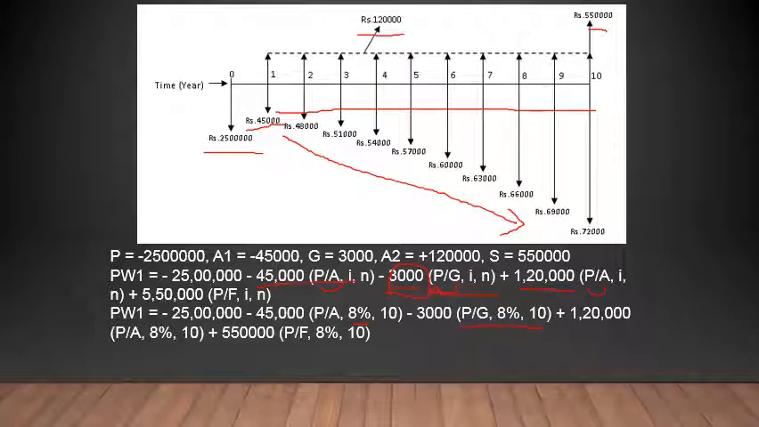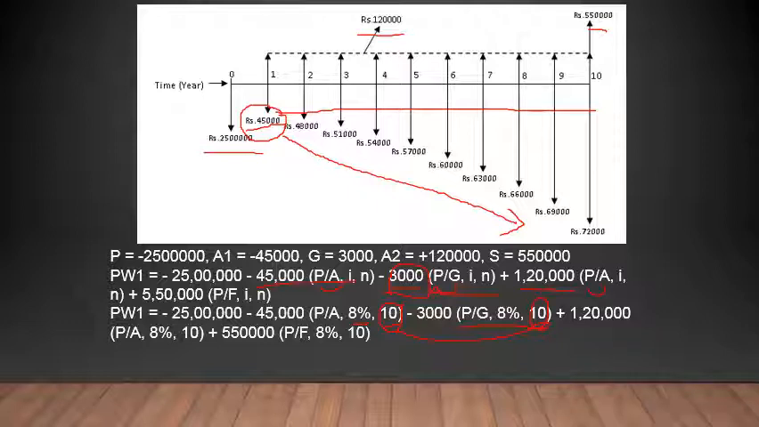Should I consider 10 or 9? That is a regular confusion with every student. Remember, my dear friends, 45,000 or the A1, the first cash flow, is a part of that gradient flow. Remember that. It is not exclusive. It is included in that gradient flow. Since it is a part of that gradient flow, whatever the N value you put for A, the same N value you should put for G also. There should not be any difference here. This N value and this N value, both of them should be the same.